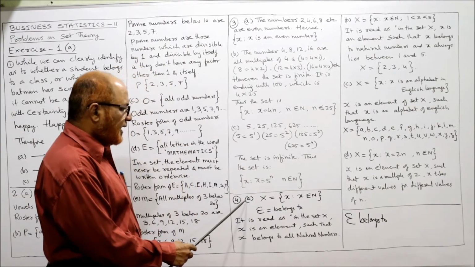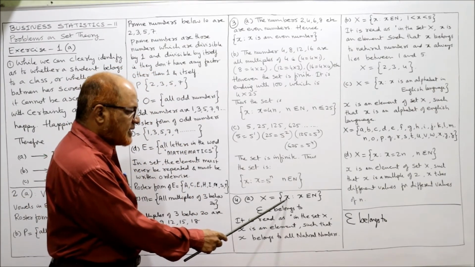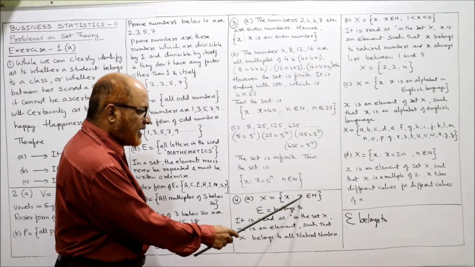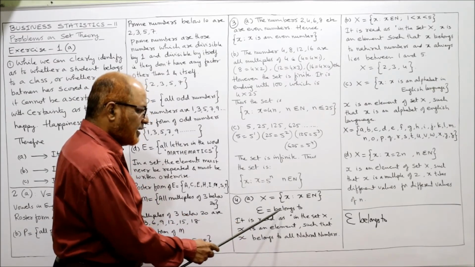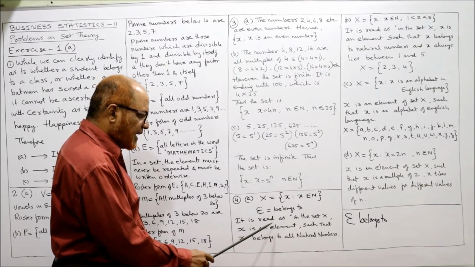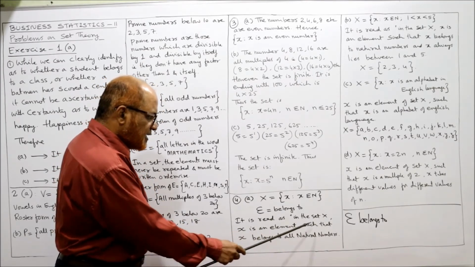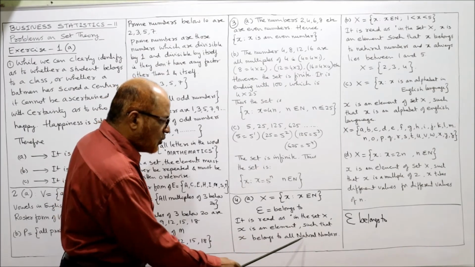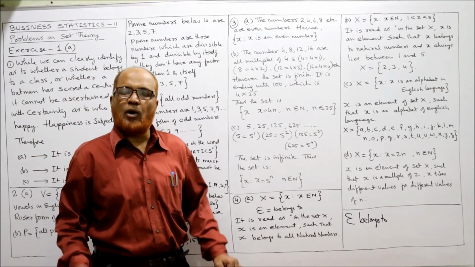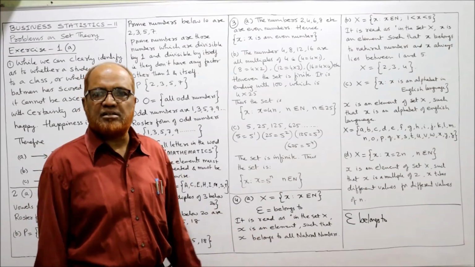So here the answer, A: X is equal to small x, an element such that x belongs to N. This sign, belongs to, is read as "in the set X." Small x is an element such that small x belongs to all natural numbers. That's it.